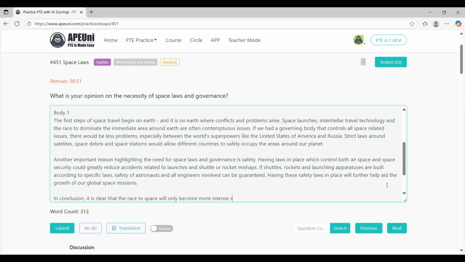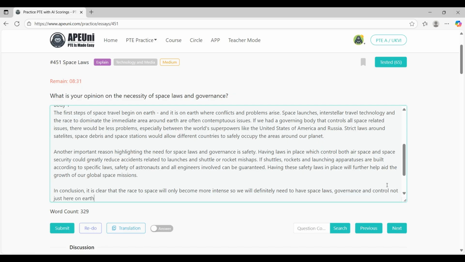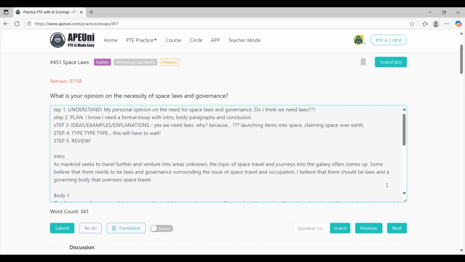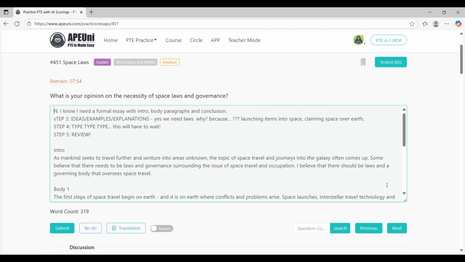Another important reason highlighting the need for space laws and governance is safety. So that was a topic sentence. Then I have one, two, three more sentences explaining the point. Having laws in place which control both airspace and space security could greatly reduce accidents related to launches and shuttle or rocket mishaps. If shuttles, rockets, and launching apparatuses are built according to specific laws, safety of astronauts and all engineers involved can be guaranteed. Having these safety laws in place will further help aid the growth of our global space missions.